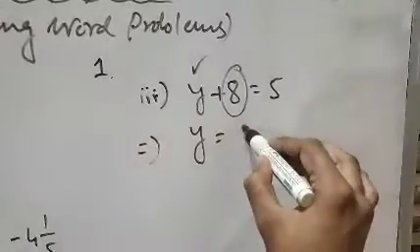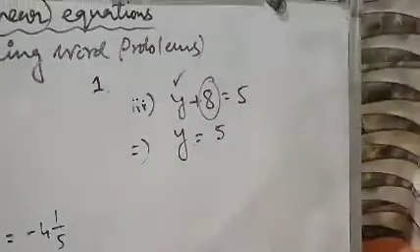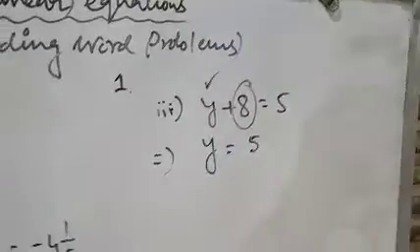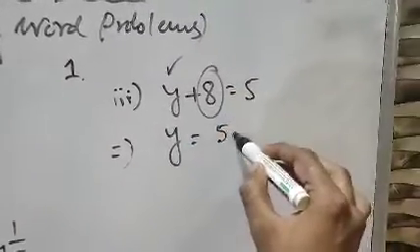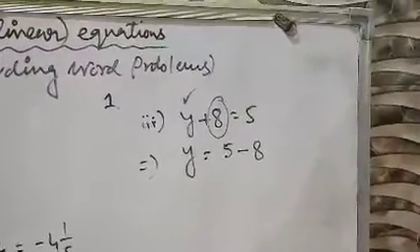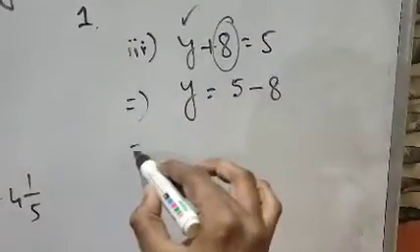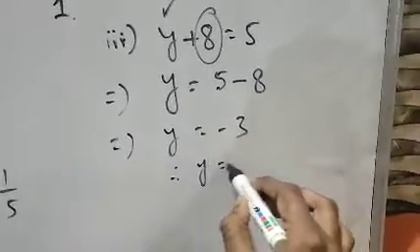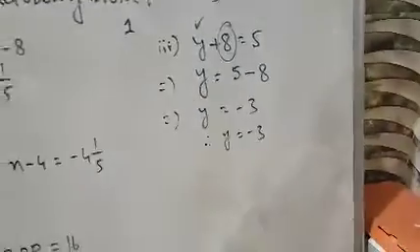Whenever we try to change the position of this constant part or number part, the sign will automatically get reversed. That means here is a plus sign. Whenever you want to transfer, the sign will automatically get reversed. So the sign will be minus. Now 5 minus 8 means minus 3. So the answer is minus 3.